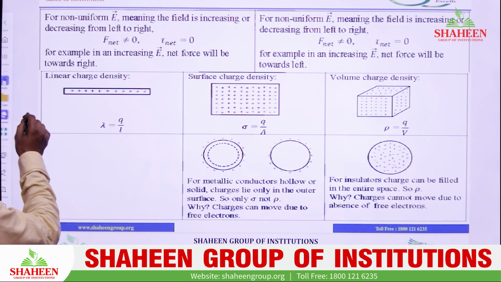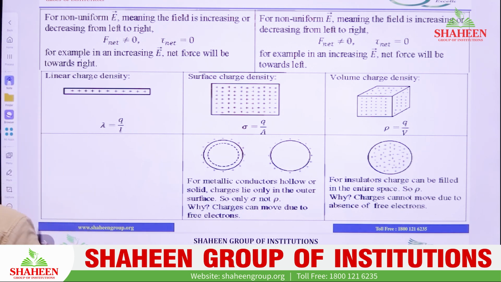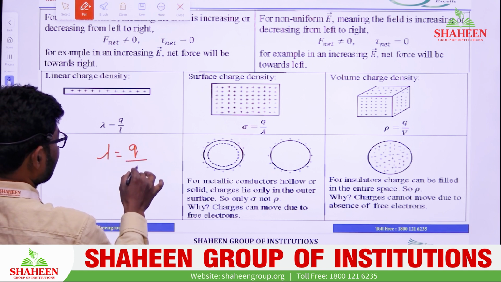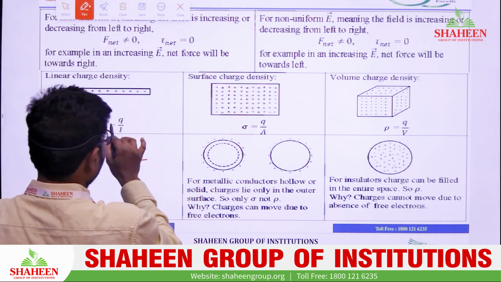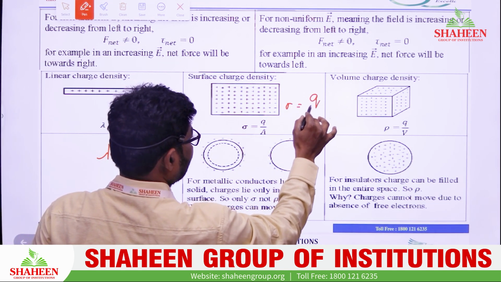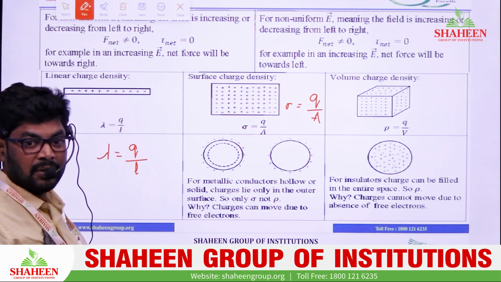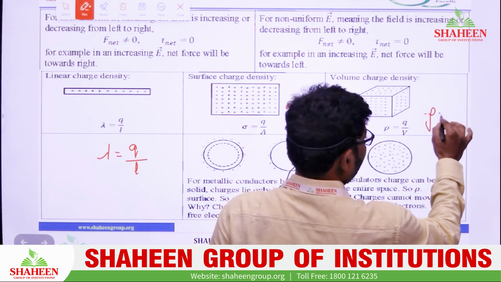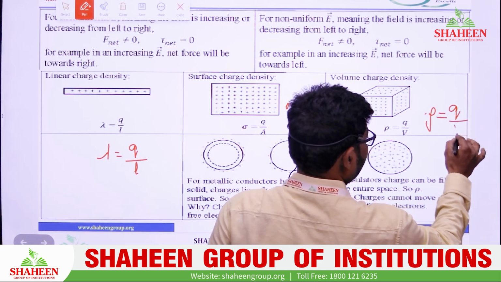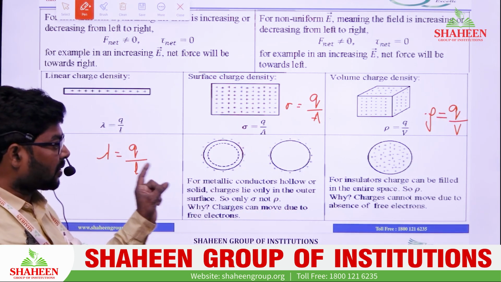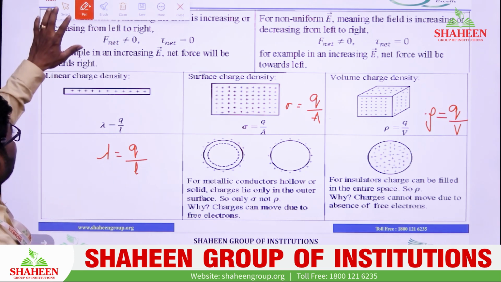The charge per unit length is called linear charge density, denoted by the letter lambda. Sigma is the surface charge density: charge per unit area is called surface charge density. Rho is the volume charge density: charge per unit volume is called volume charge density. So these are the three types of distribution of charges, right?